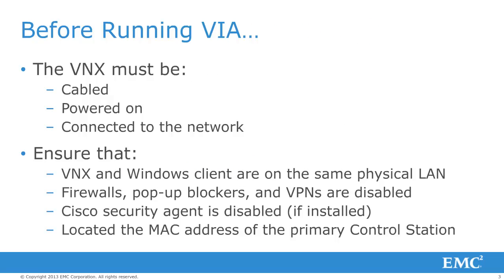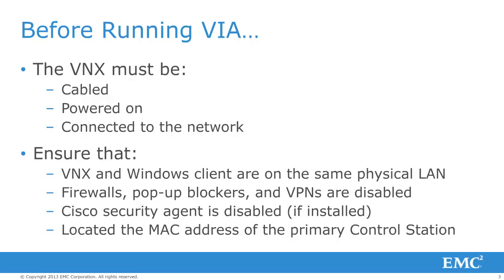Before running VIA, the VNX must be cabled, powered on, and connected to the network. Ensure that the VNX and the Windows client you are running VIA from are on the same physical network. Any firewalls, pop-up blockers, or VPNs are disabled. The Cisco Security Agent, if installed, is disabled on the Windows client, and you have located the MAC address of the primary control station.